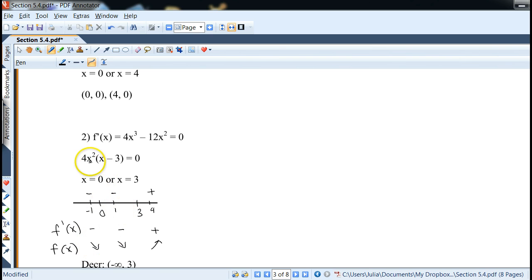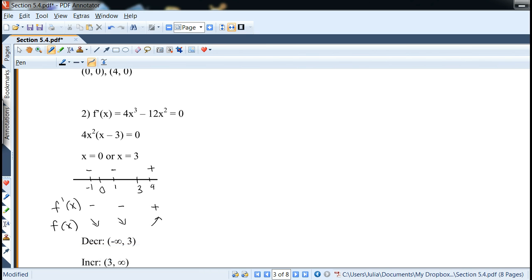But if we plug in 1, notice same story. We get positive, and then 1 minus 3 is negative. It's still negative, so the function is still decreasing. But then at 4, we're going to get both pieces positive, so the product is positive. So the function is increasing. So it looks like we have a min at 3, but we don't have a max or min at 0. It could possibly be an inflection point. In fact, it happens to be an inflection point, but we don't know yet.